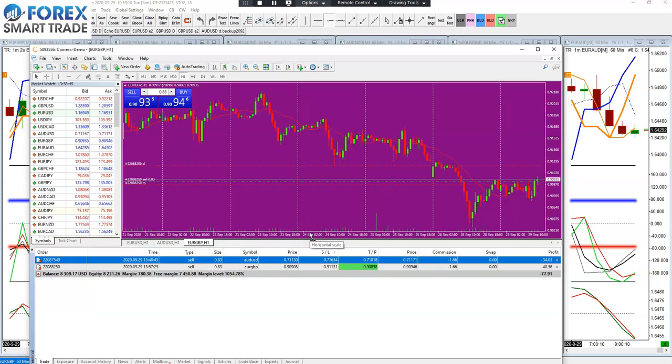In fact, you know what I'm going to do is I'm going to just push this up just a hair, to be above these guys. So there's less of a chance of being stopped out.